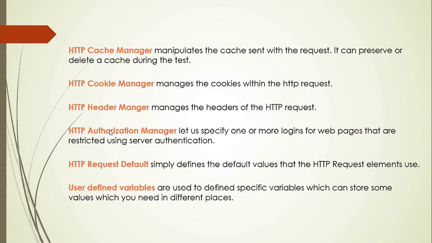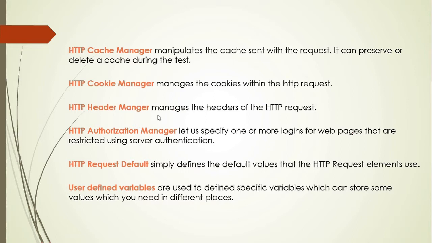I'll try to explain the HTTP authorization manager with a working example. So let's move to HTTP request defaults. It simply defines the default values that HTTP request elements use. Finally, user defined variables are used to define specific variables. So we can define a variable and then use that particular variable whenever we require it in our scripts.